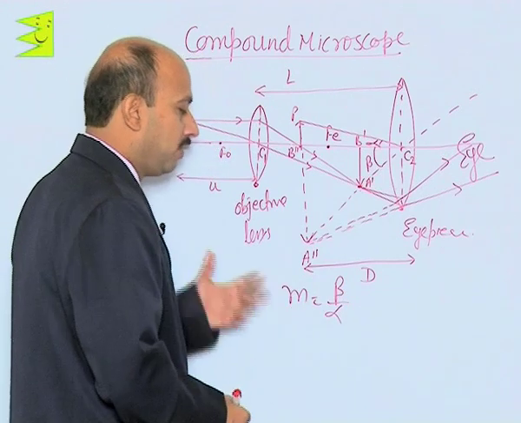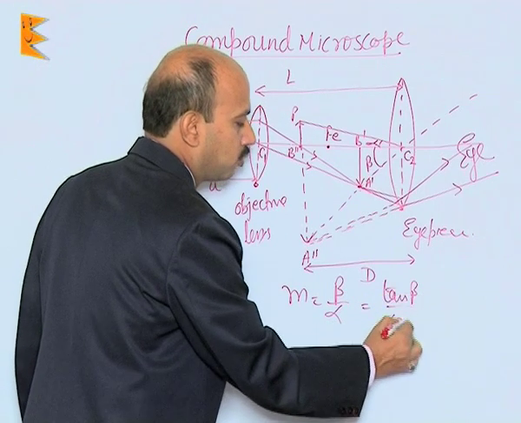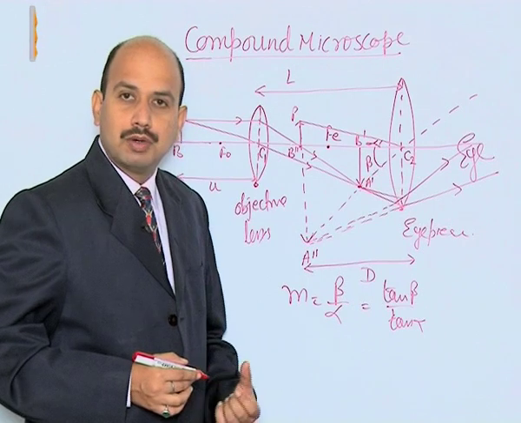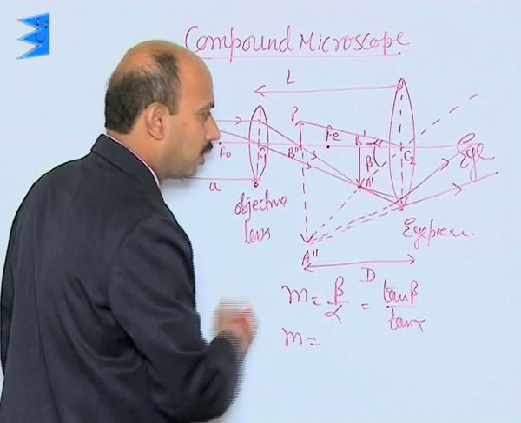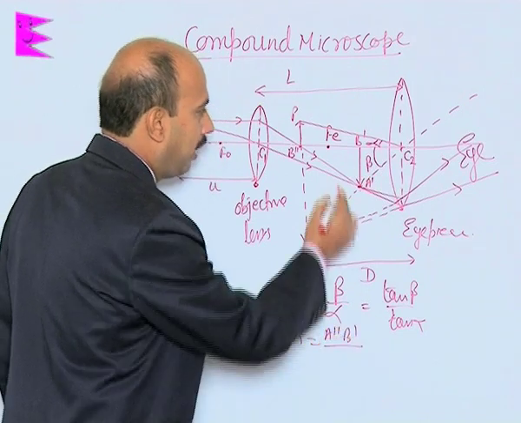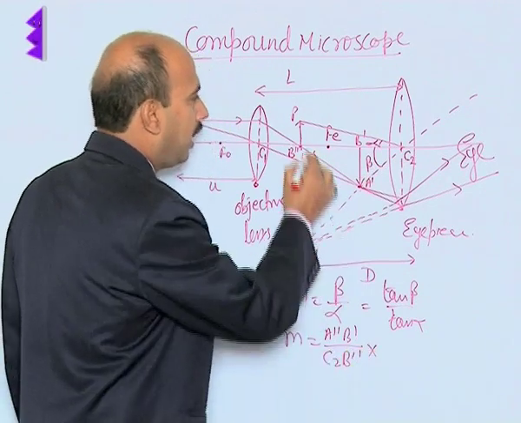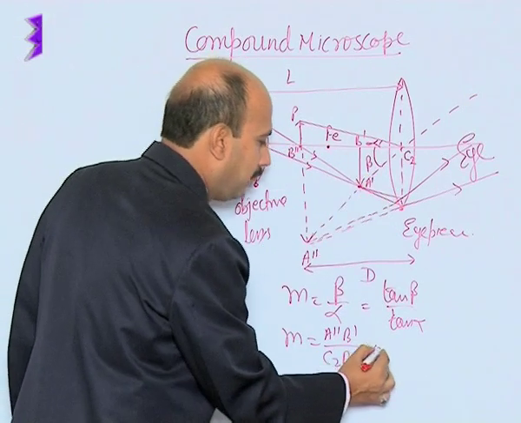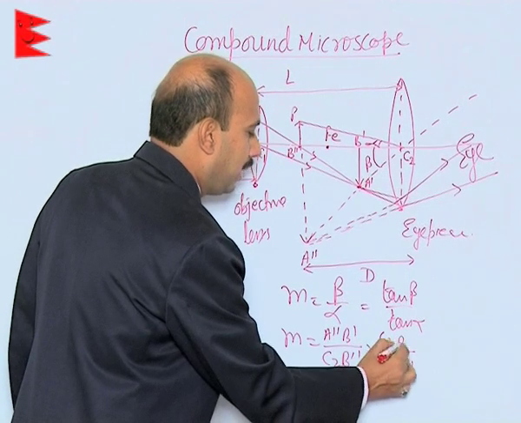This can also be written, for a small angle, as tan beta upon tan alpha. For a small angle I am talking about. So this is the magnifying power. Now we will calculate it here. Tan beta we can write, m is equal to A double dash B double dash divided by C2B double dash, into tan alpha, which I am taking in the triangle PB double dash C2. So that can be written as PB double dash upon C2B double dash.